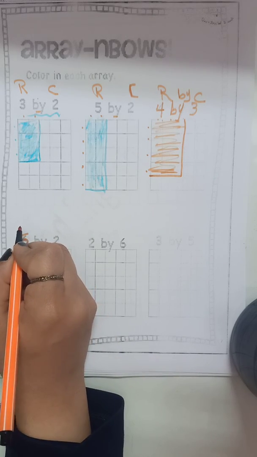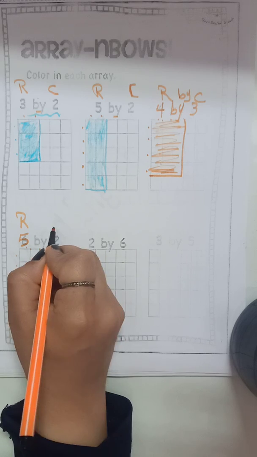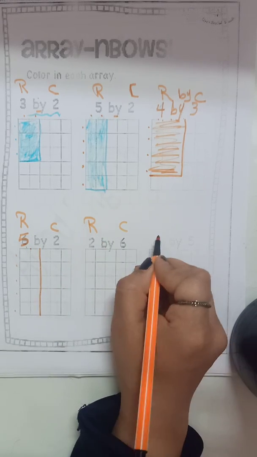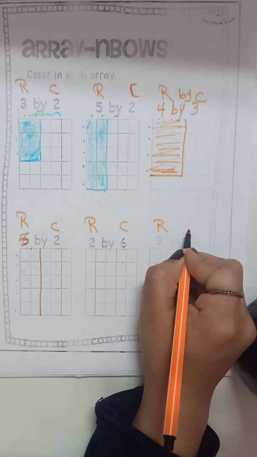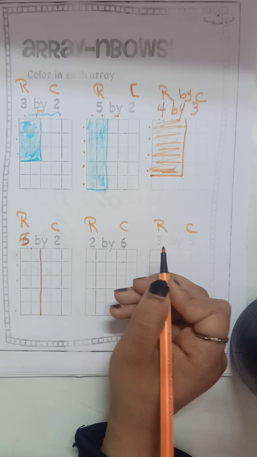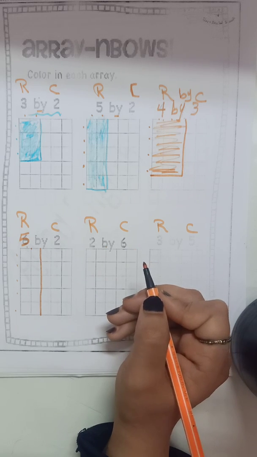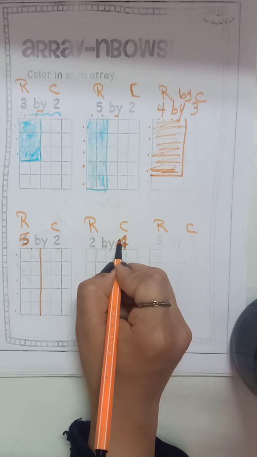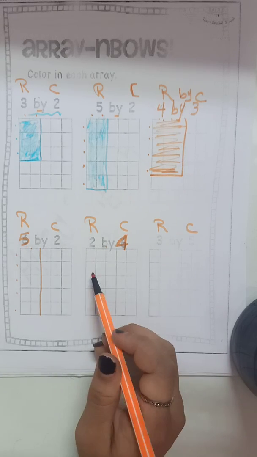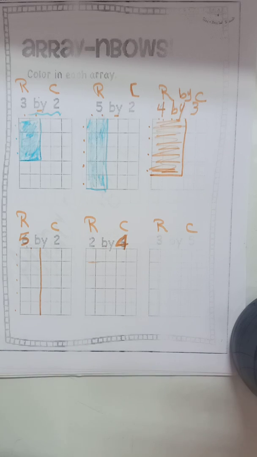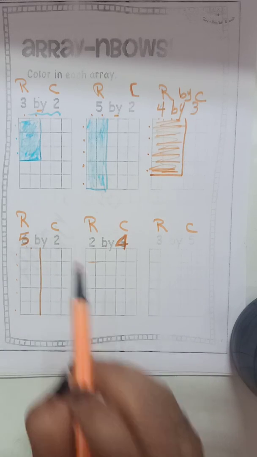Miss, firstly what? Put R C. Row by column. Row by column. And make it, for example, 4 only. Why? We have how many columns? 5 only. Okay?